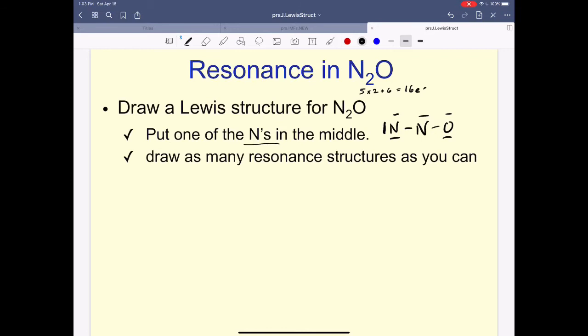So we'll erase and take an electron pair off the nitrogen that has plenty and share it with a double bond. And now notice that both nitrogens have enough electrons, but the oxygen on the right-hand side does not. So we'll erase another electron pair and put a double bond. Now go ahead and draw as many resonance structures as you can.